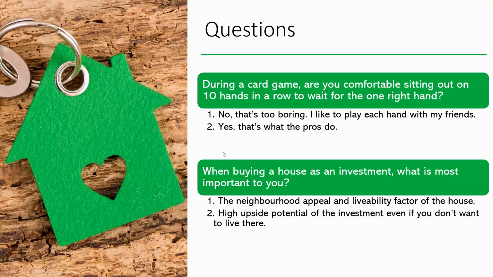Second question. When buying a house as an investment, what is most important to you? Answer 1, the neighborhood appeal and livability of the house. Basically meaning, would you also like to live where you're buying? Answer 2, the high upside potential of the neighborhood, even though you would never want to live there. Pick 1 or 2.